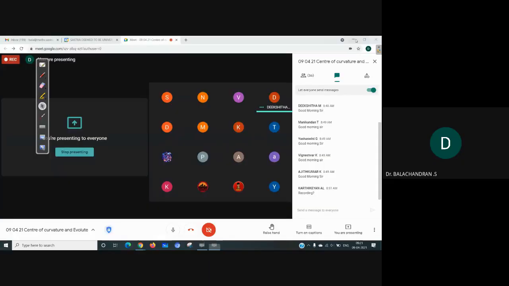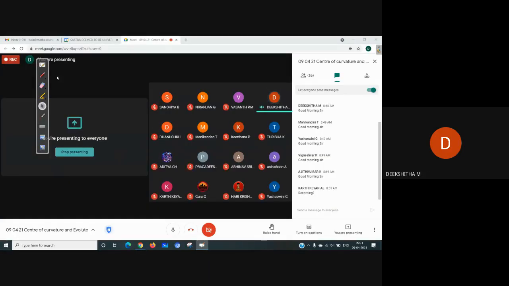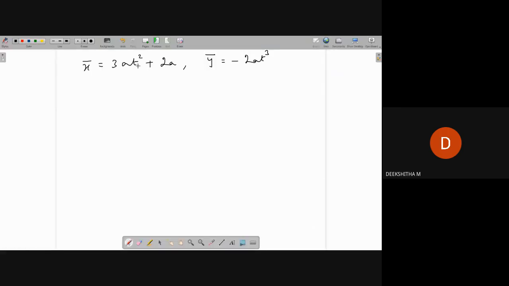From the first one, we can write t squared equals x bar minus 2a divided by 3a, sir. From the second one, we can write t cube is equal to y bar by minus 2a. Then squaring the t cube term, on both sides we have to square it, and to the power 3 on the t squared term, and then equating those two. Yes, correct. So your idea is correct. Okay, thank you.